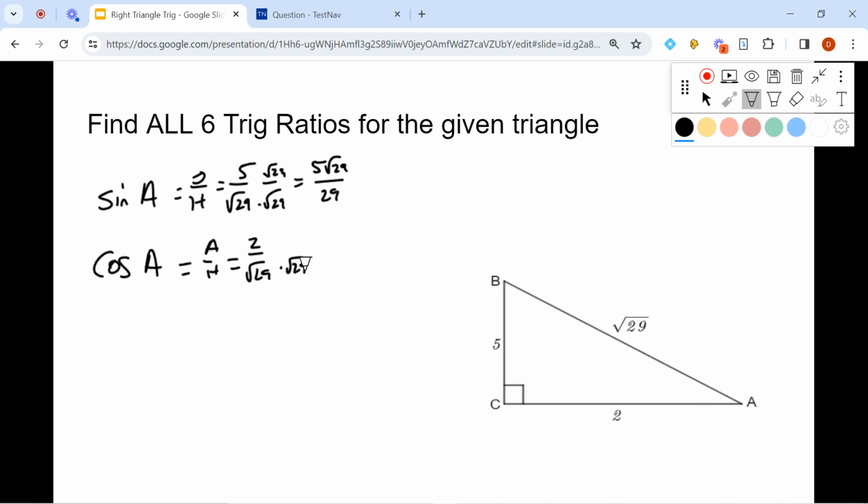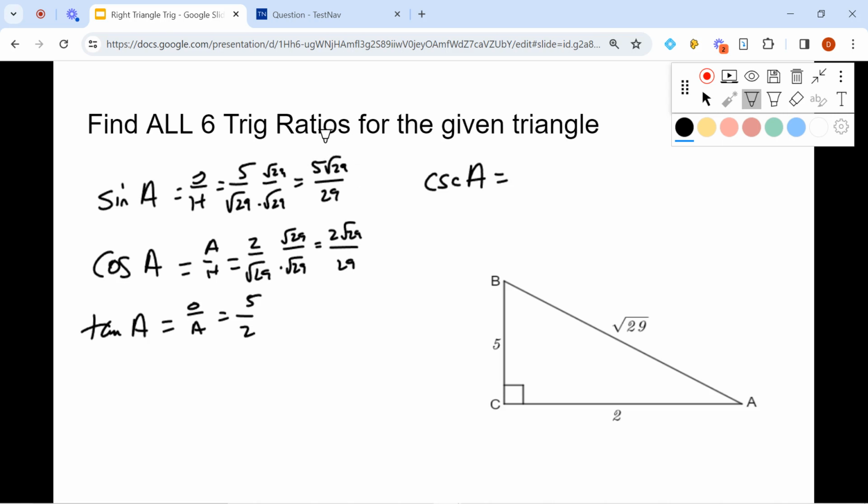So I rationalize, multiply top and bottom by square root 29. I have 2 square root 29 over 29. The tangent of angle A will be the opposite over the adjacent. Opposite is 5, adjacent is 2, 5 over 2. Now, from sine, its reciprocal is cosecant. The cosecant of A is just sine's reciprocal.